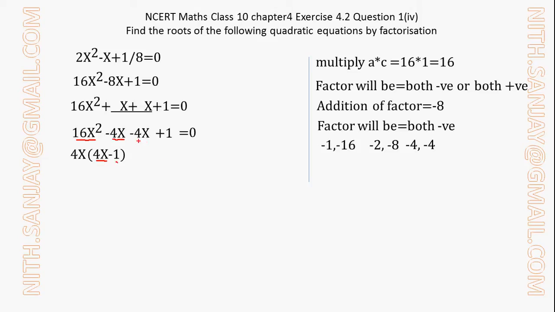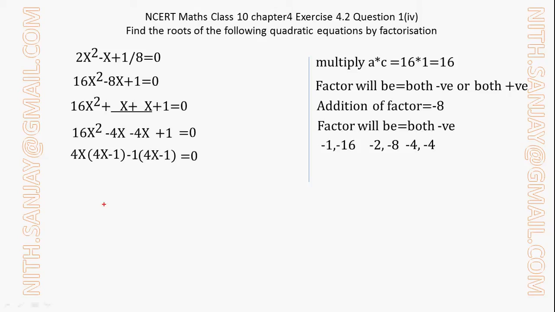Next, I will take minus 1 common from these last two terms. So I will be left with 4x minus 1. Why? Because if I take minus 1 common from 4x, I will be left with negative 4x, and if I take minus 1 common from plus 1, I will be left with negative 1. Of course this has to be equal to 0.